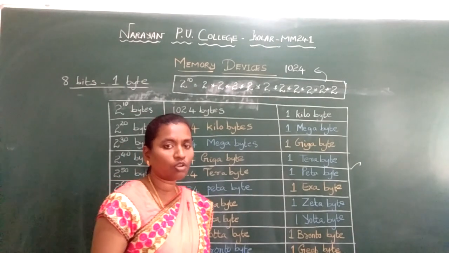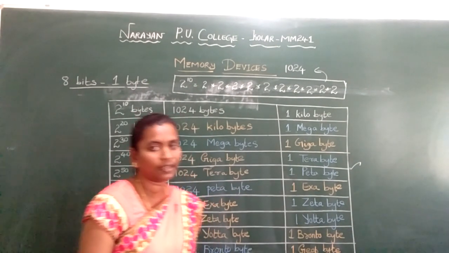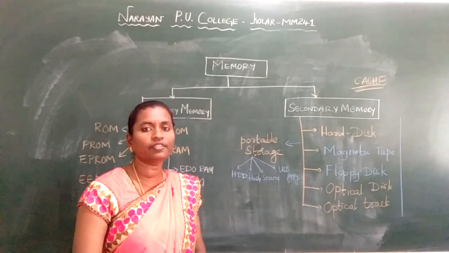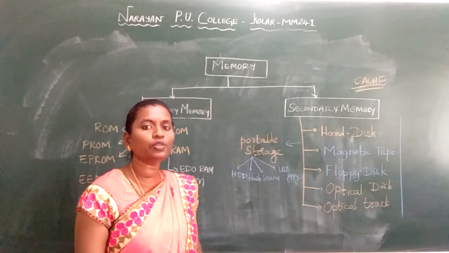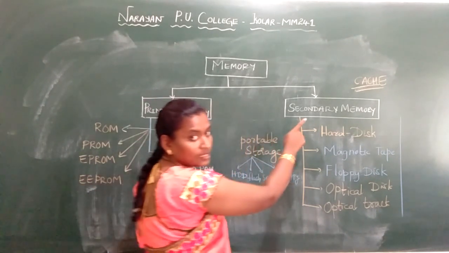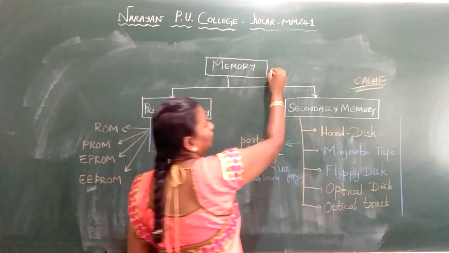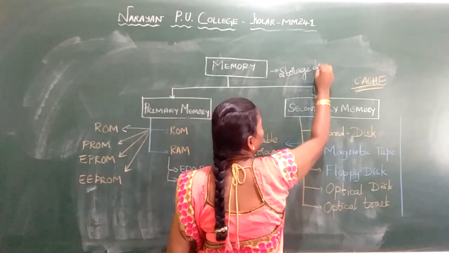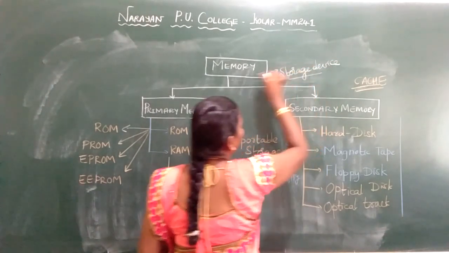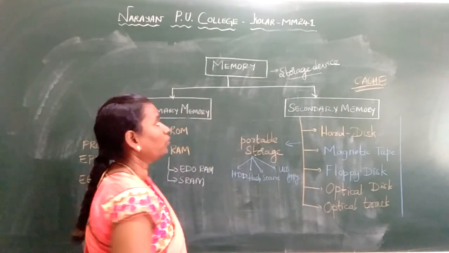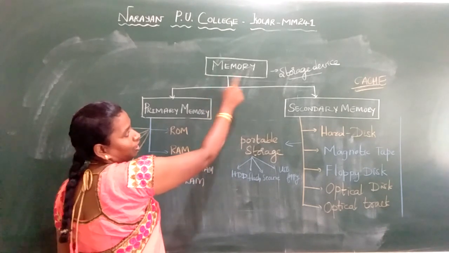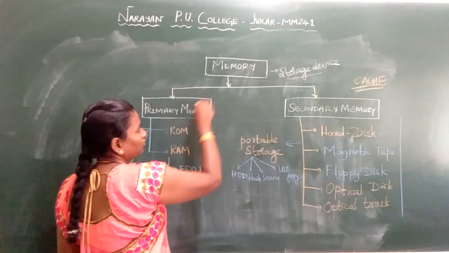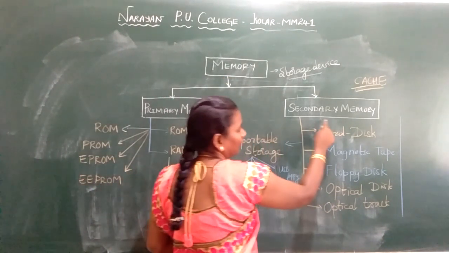Next we will see different types of memory, primary memory and secondary memory. Okay students, now we discussed memory. We have two types of memory, primary memory and secondary memory. Memory is also called a storage device or storage unit, basically to store the data. Why do we need to store data in memory? For future use. So we categorize memory into two types, primary memory and secondary memory.